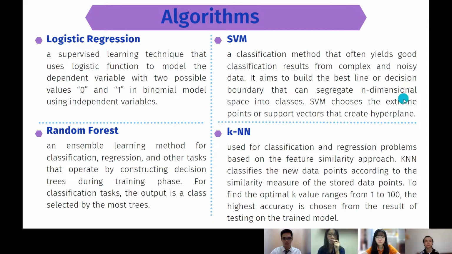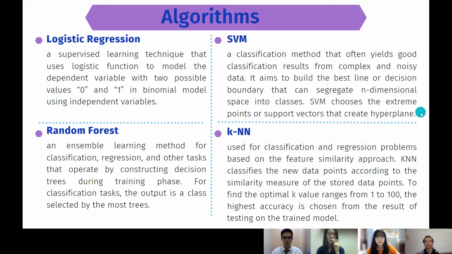Next, SVM is a classification method that often gives good classification results from complex and noisy data. It aims to build the best line or decision boundary that can segregate n-dimensional space into classes so that the new data point will be in the correct category. The best decision boundary is a hyperplane. SVM will choose the extreme points or support vectors that help in creating the hyperplane.